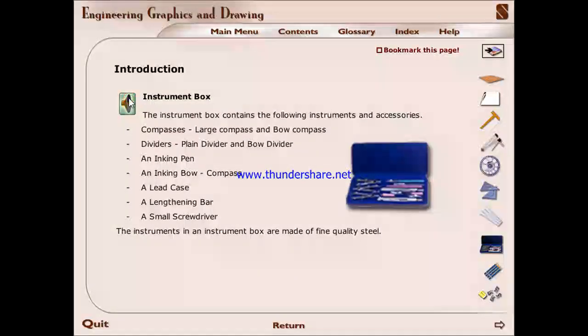Instrument box. The instrument box contains the following instruments and accessories. Compass, large compass and bow compass. Divider, plain divider and bow divider. An inking pen, an inking bow compass, a lead case, a lengthening bar, and a small screwdriver. The instruments in an instrument box are made of fine quality steel.